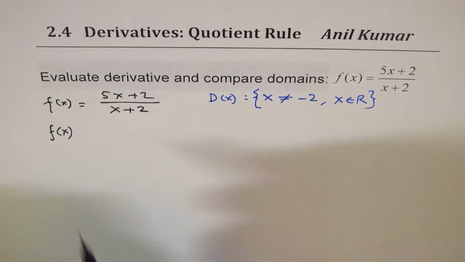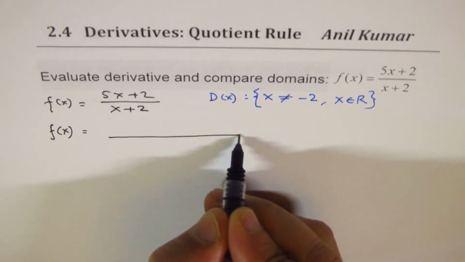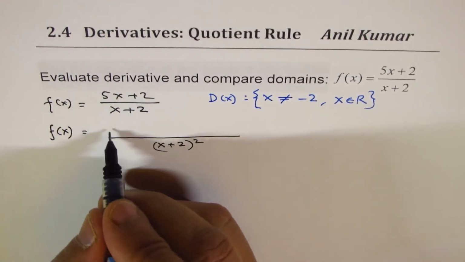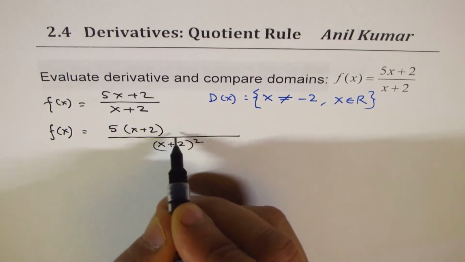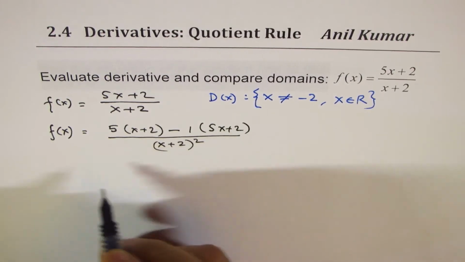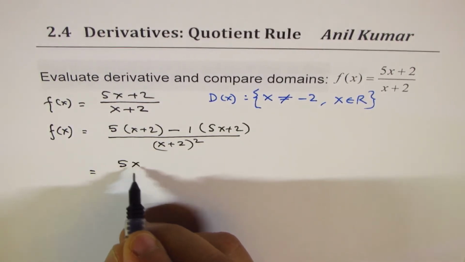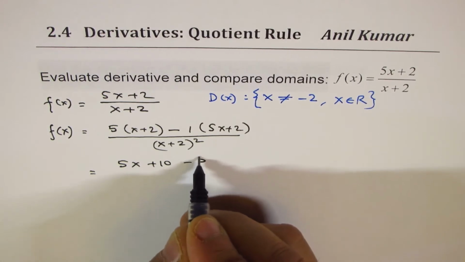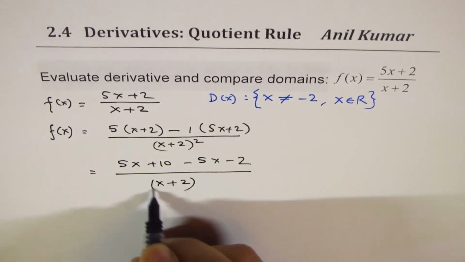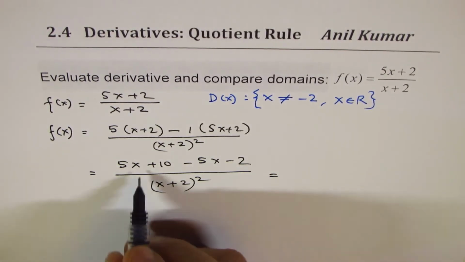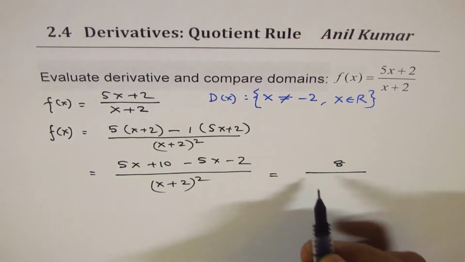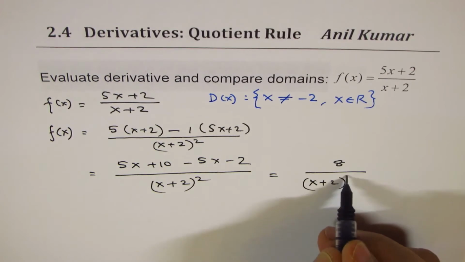The derivative here is, square of the denominator, which is x plus 2 whole square. Derivative of the numerator is 5 times x plus 2 minus. Derivative of this is just 1 times 5x plus 2, right? So we get 5x plus 10 minus 5x minus 2 over x plus 2 whole square. Now 5x minus 5x is 0, 10 minus this is 8. So we get 8 over x plus 2 whole square.